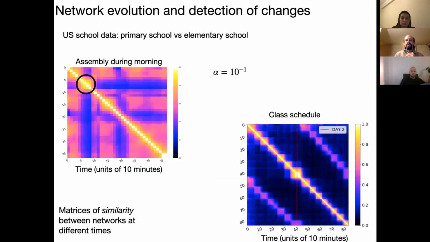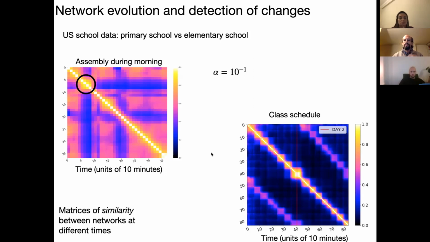We also used that on US school data, and we also see that we detect the assembly that occurred during the first morning of data collection. We also see the lunchtime, and we also see that we have a very different social system in the primary school and the elementary school in the US, in which indeed children do not move around between classes in the same way.